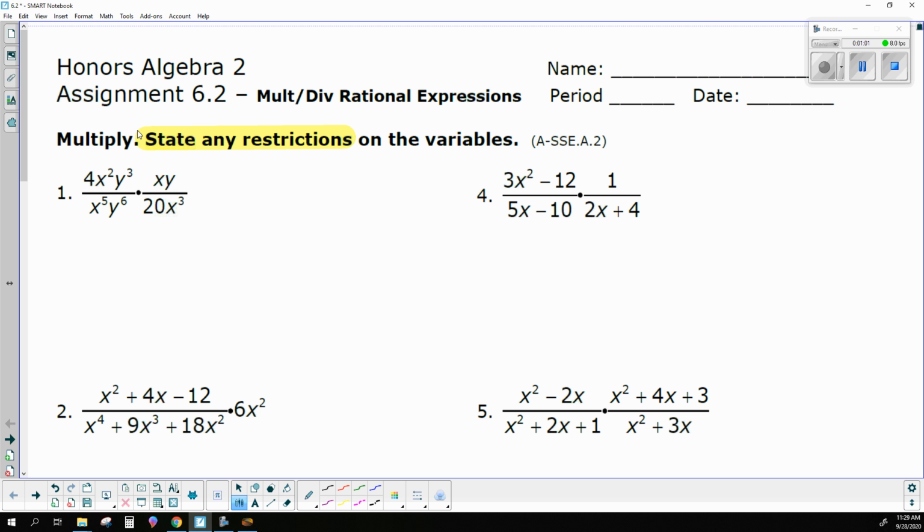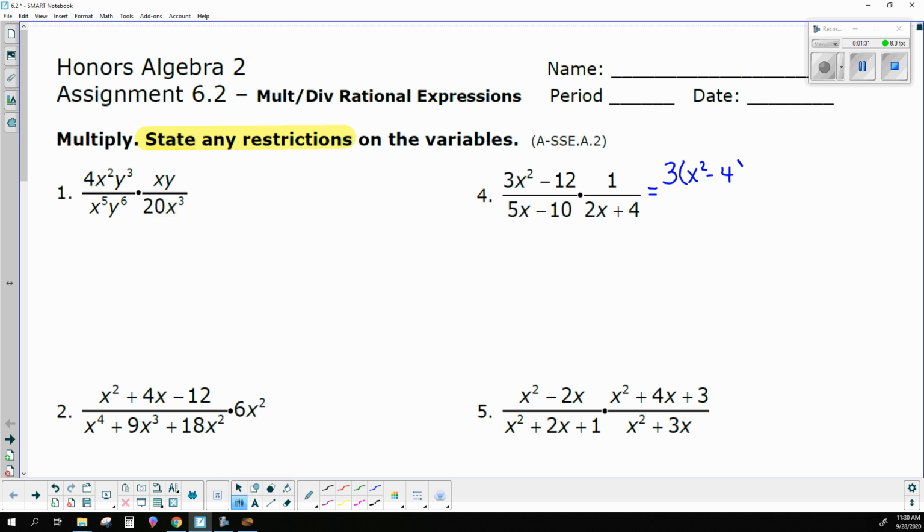So let's look at number 4 to get us started. We want to multiply these two expressions to each other. Along the way, we will find the restrictions just like we did before. So we're going to start by factoring everything we see. The first expression is 3x squared minus 12. If we break that apart, we're going to have 3, and then x squared minus 4.